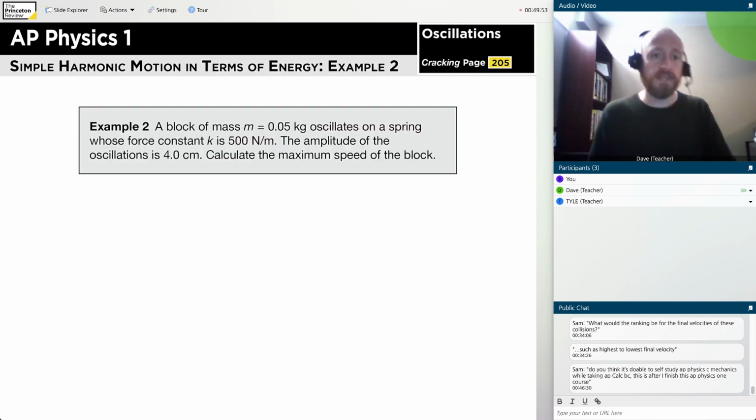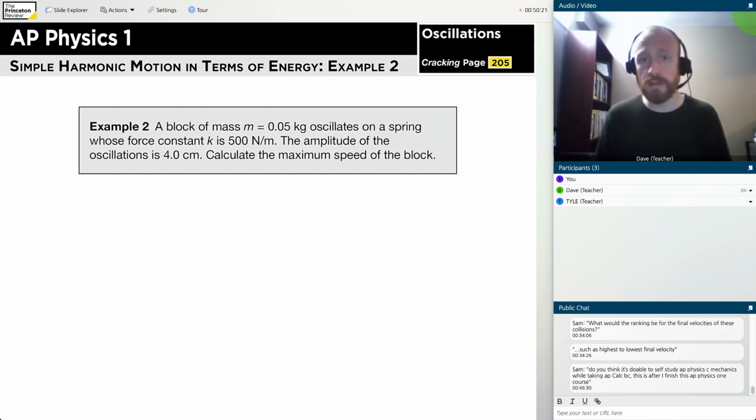So a question that can bring in energy considerations is example 2. It says we have a block of known mass oscillating on a spring whose force constant k is known. The amplitude of the oscillations is also known, and we want to find the maximum speed of our block. So it looks like they're giving me information about position when they bring up amplitude, and they're after speed. Well, those are the clues that we mentioned before with gravity to make us think of conservation of energy.